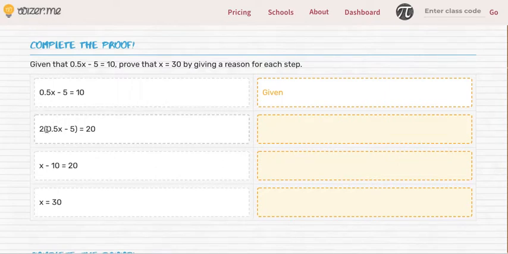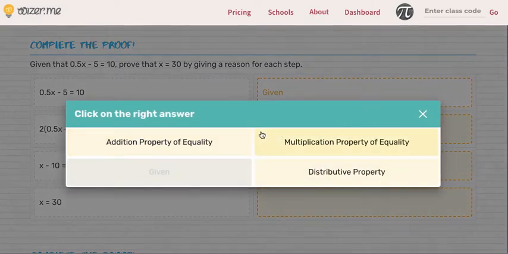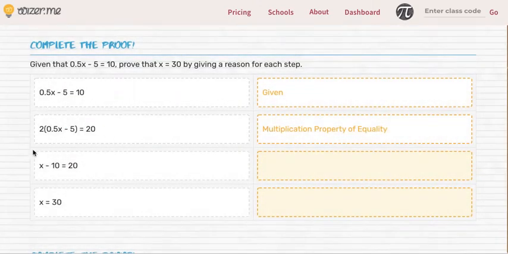The second statement that we're putting down is we're taking a 2 and multiplying both sides. So here we have 1 half x, 0.5 is 1 half, so 1 half x minus 5, and we multiply that by 2 in the second statement. We have 10, and we multiply that by 2 to get 20 in the second statement. So if we're multiplying both sides by the same number, that's the multiplication property of equality, because we're multiplying.